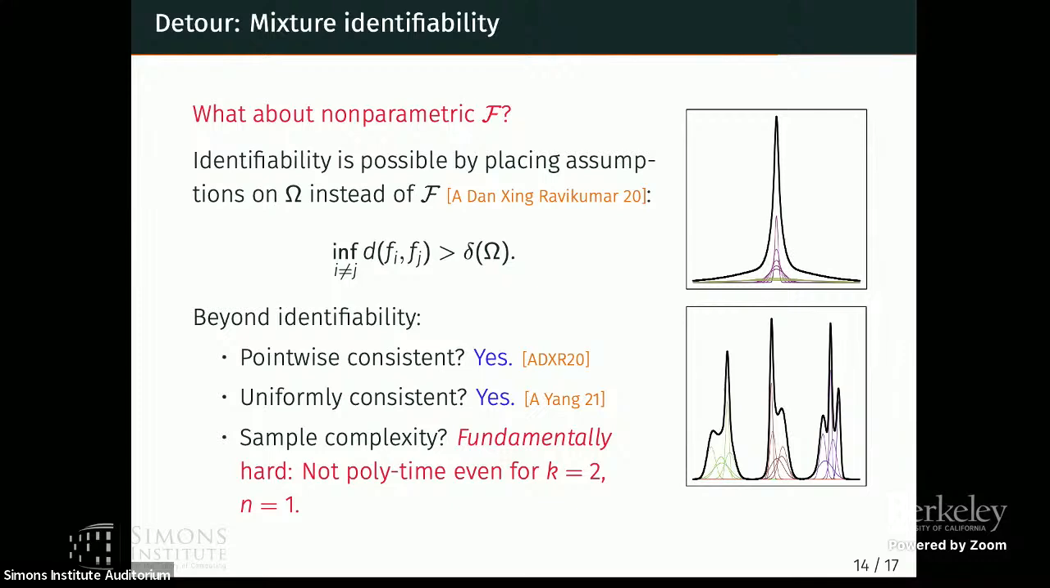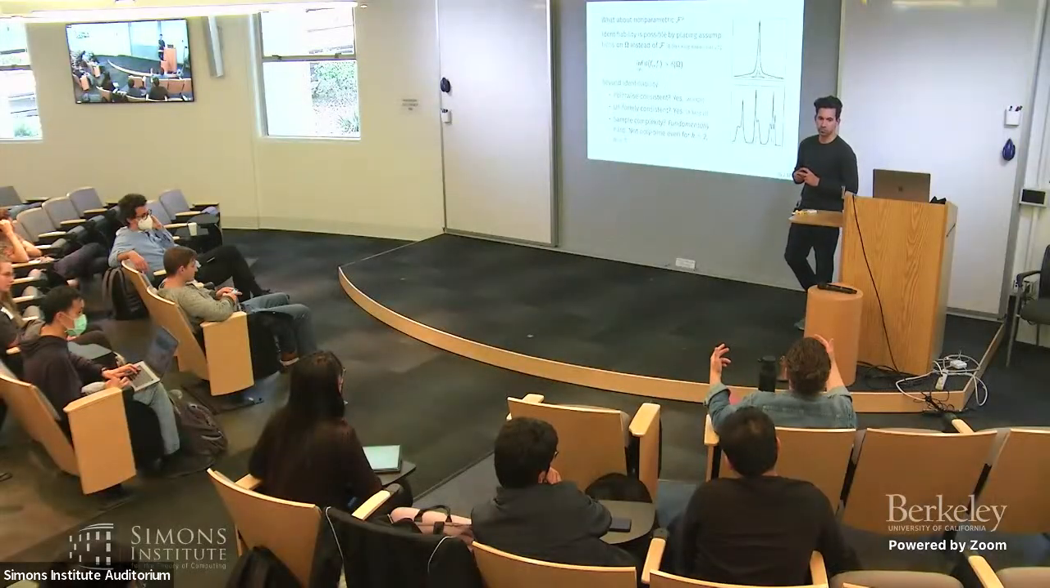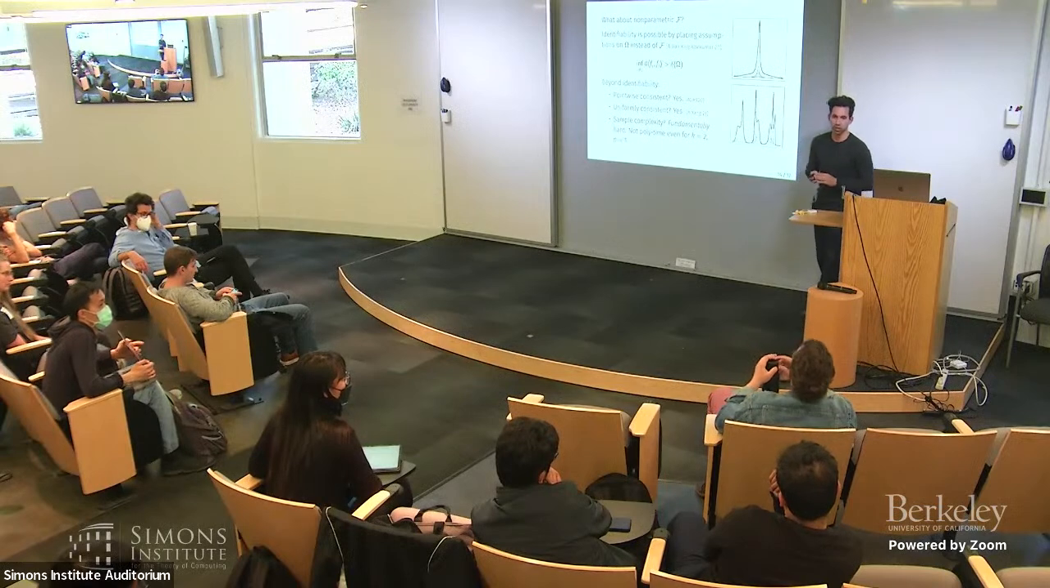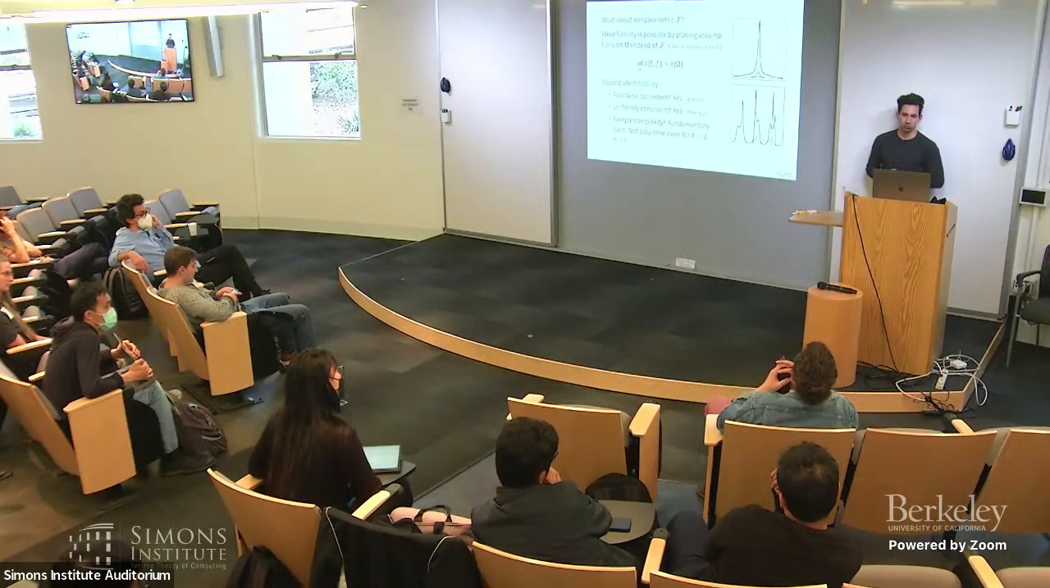Was that like, given enough samples, it's not a polynomial time algorithm, or is it that I need super polynomially many samples? It's a sample result. Yeah, that's how we prove this.